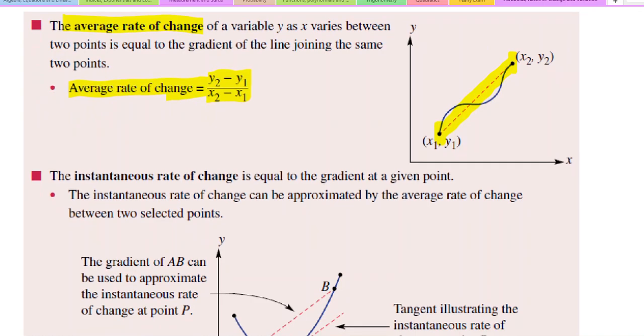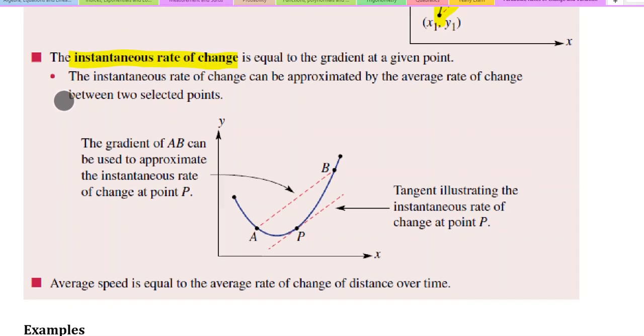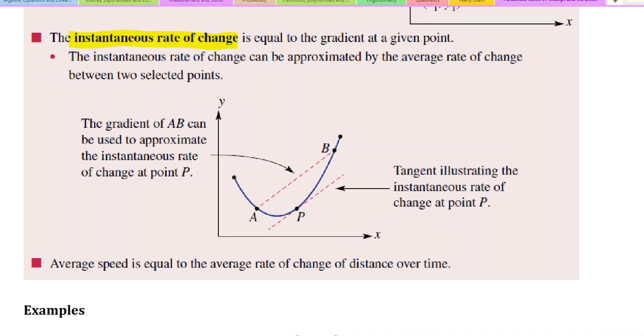However, if we want to find the instantaneous rate of change, so that's not change over a whole lot of time, that is the specific change at that one point. So the instantaneous rate of change can be approximated by the average rate of change between two selected points.